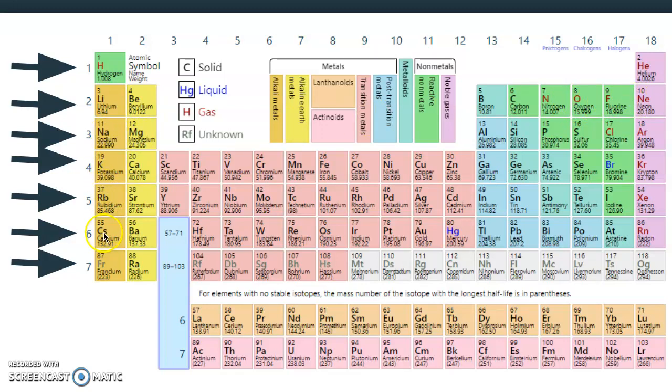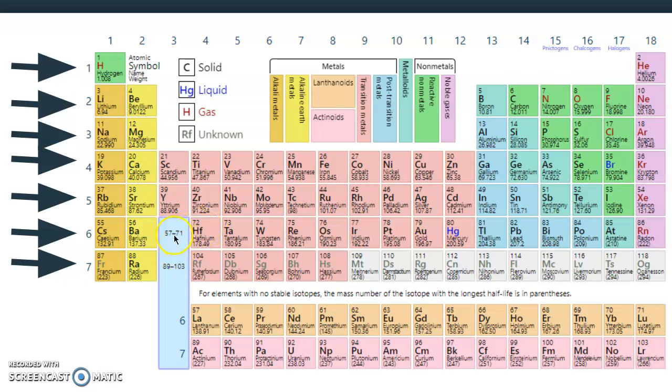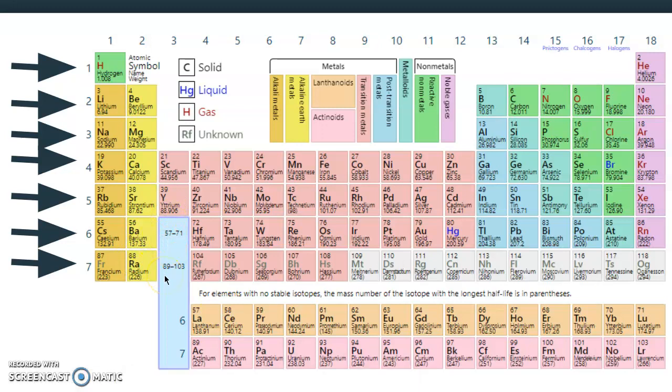Third, fourth, fifth, sixth row gets a little bit tricky because we have this extra group down here. So when we're reading this, it actually goes 55, 56, then we jump down here, 57, all the way to 71, and then we go back to 72. The only reason we have this little extra part of our periodic table is because if we put it in here like this, it wouldn't fit very well on one piece of paper. So it's just to help us keep everything nice and condensed in the same area. So we can see our different rows in our picture here.